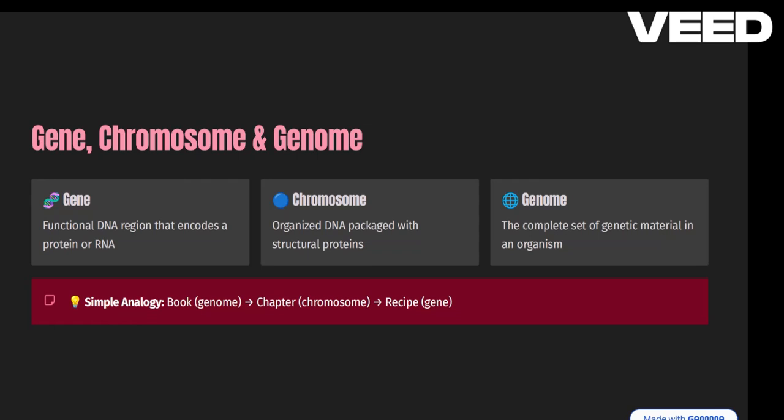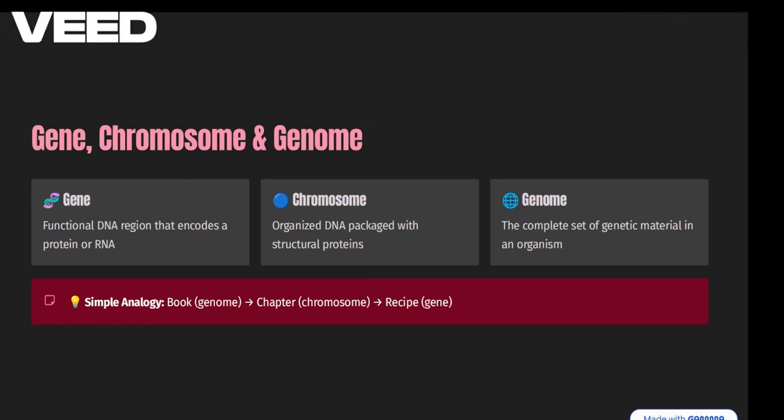Let me give you a very simple example. Imagine a large book. The genome is like the complete book. A chromosome is like one chapter of that book, and a gene is like a specific instruction or recipe written inside that chapter. So remember this simple relationship. Genes are present on chromosomes, and chromosomes together make up the genome. This basic understanding will help us later when we study genome sequencing and genomic analysis.